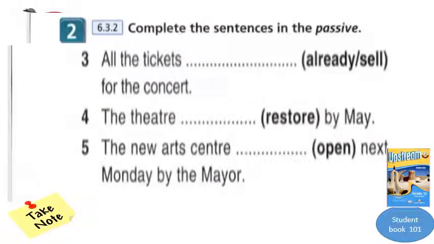Number 3, yes, you are right. I've already been sold. You have already. Okay, and there is the result. Number 4, will have been started because you have by May. Yes, of course, number 5, will be opened because you have next Monday. Okay, this is future.